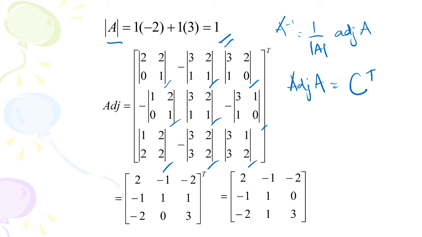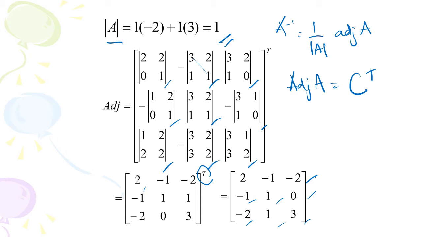Okay, so the result for the first one will be 2. The second one will be 3 minus 2, which is 1, negative 1. And then negative 2, negative 1, 1, 1, negative 2, 0, and 3. All of this we have to transpose because adjoint equals cofactor transpose. So what is the adjoint? We get 2, negative 1, negative 2, negative 1, 1, 0, and negative 2, 1, 3.